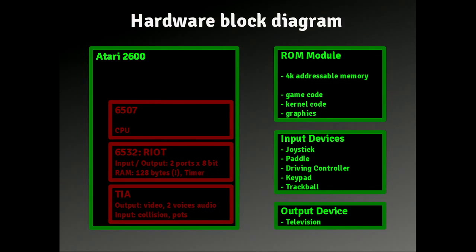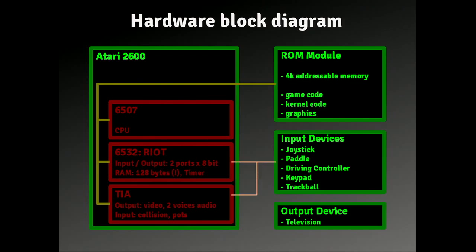So how are these connected? The ROM module and all the chips are connected via the CPU bus. The input devices go into the RIOT and also into the TIA. And of course, you get the output to the television device also from the TIA.